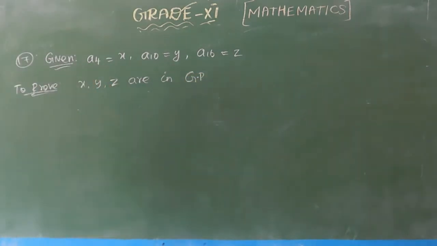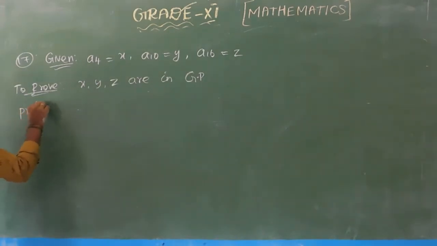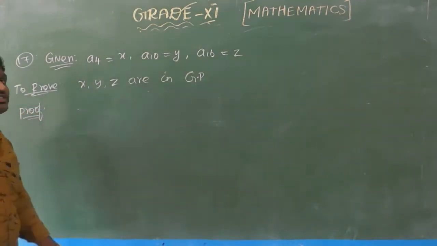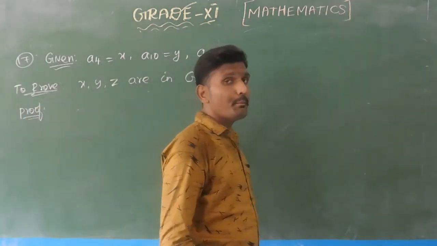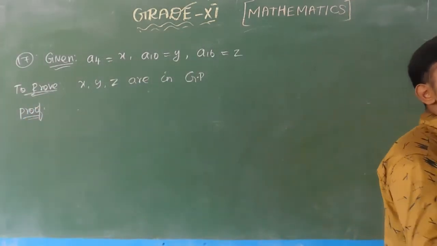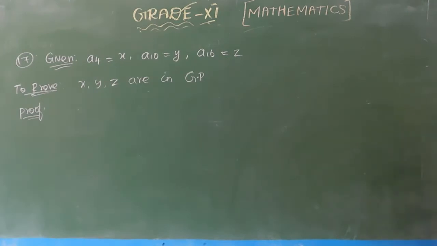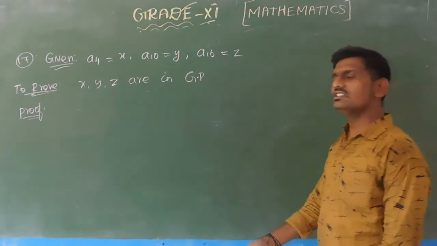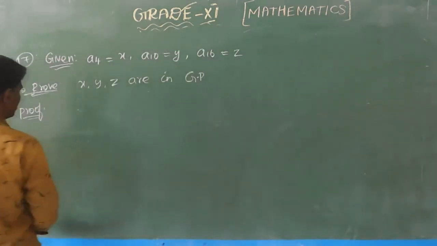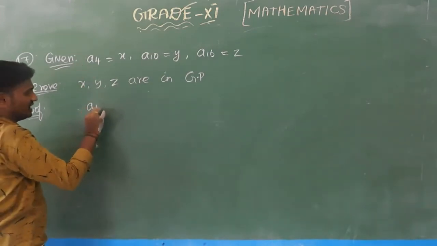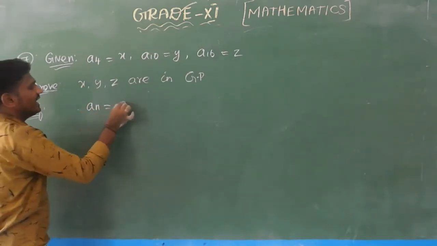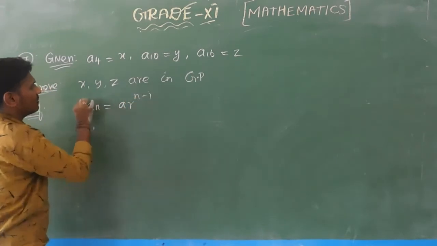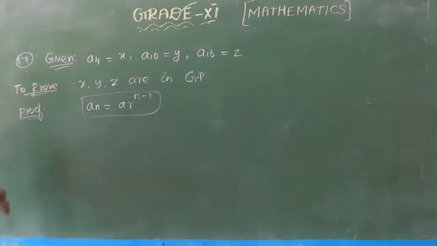Yes, students. See, this also has the same pattern as the previous one. The first question we discussed in this class, b square equal to ac. That concept only we are going to use now also. Now you have the nth term formula, an equal to ar power n minus 1. This formula only you are going to use now.